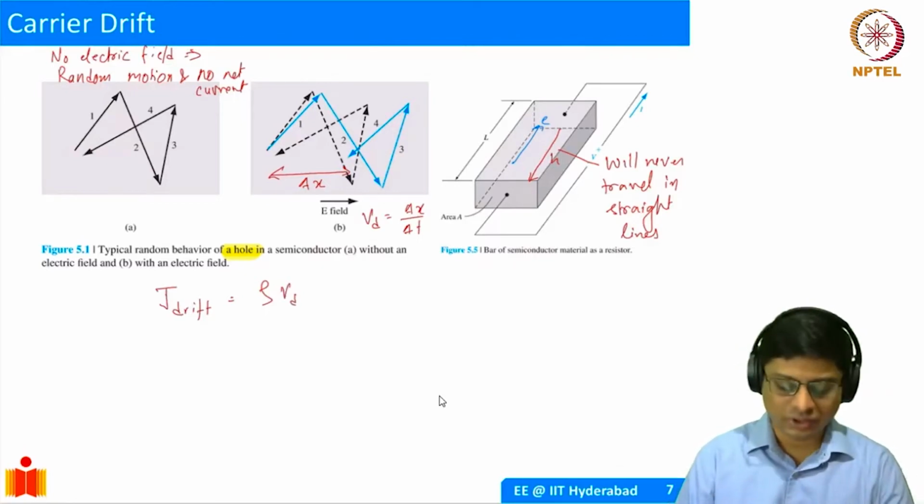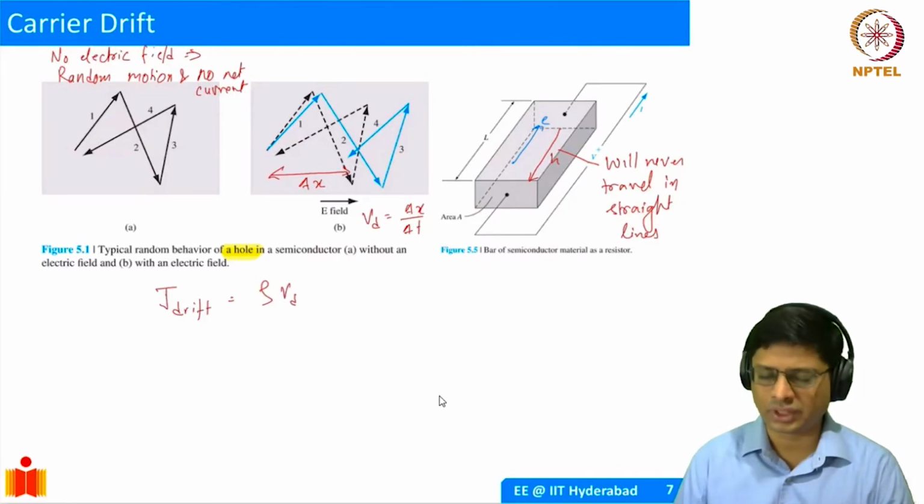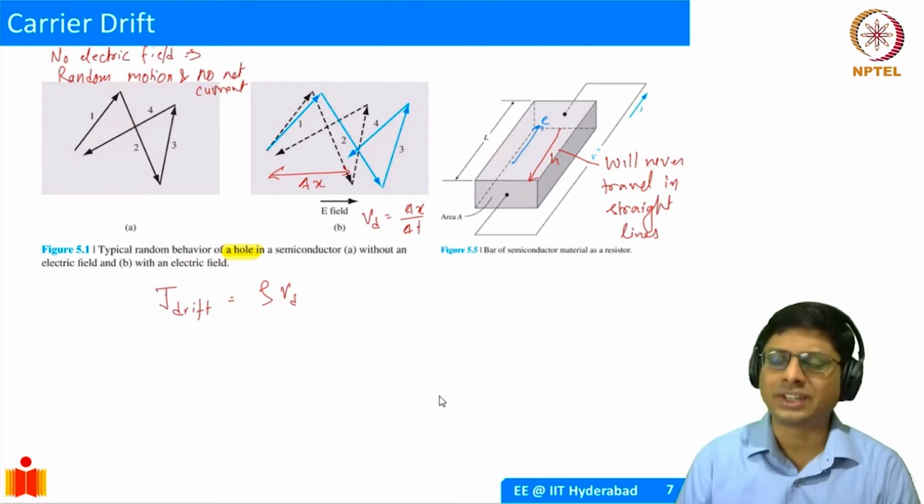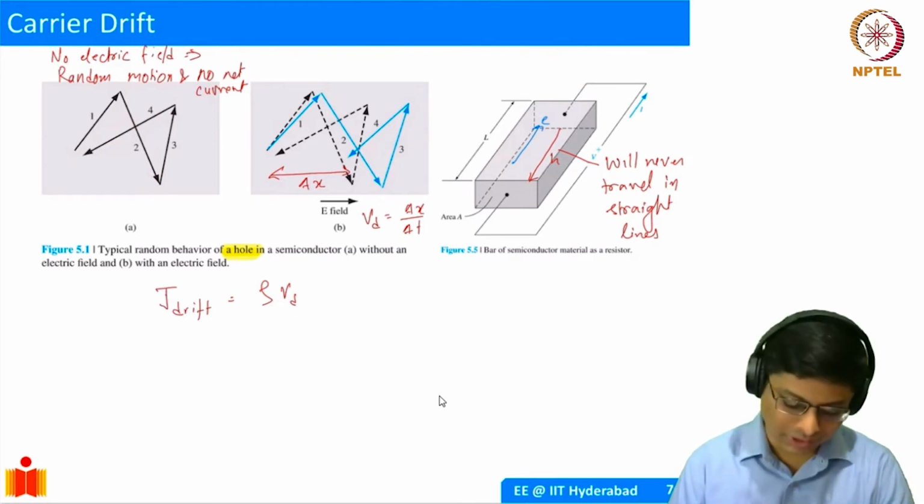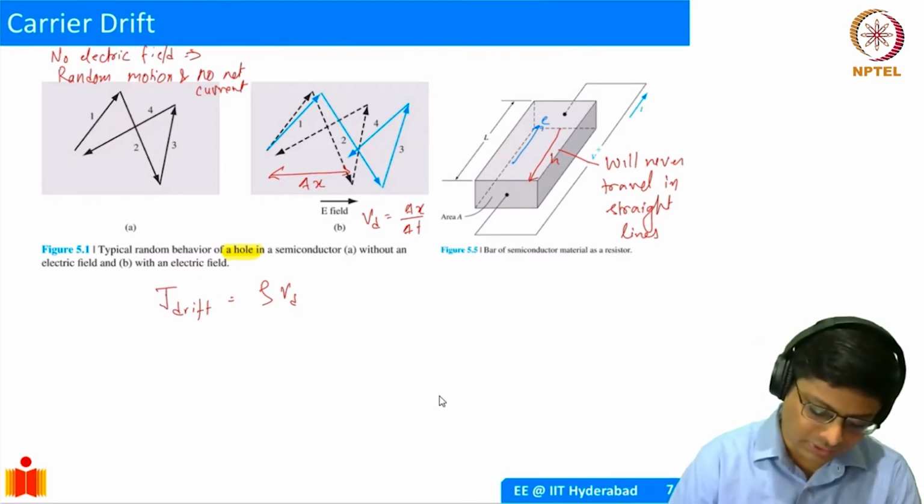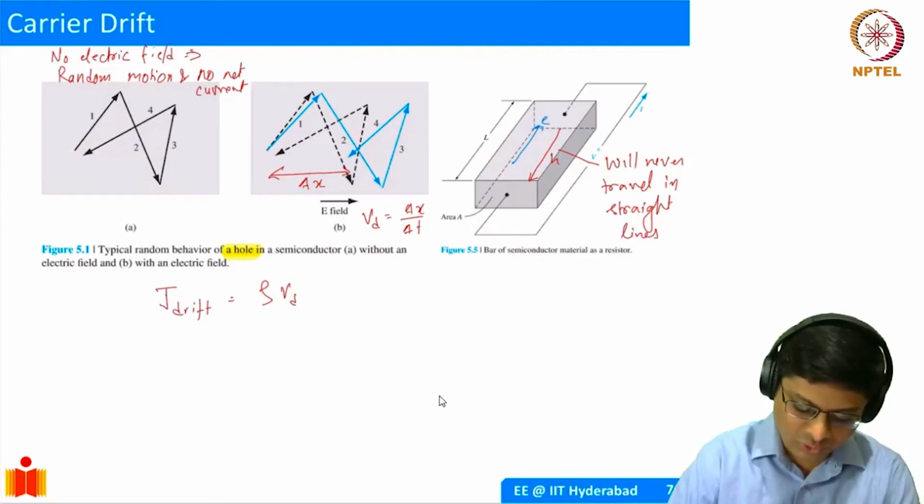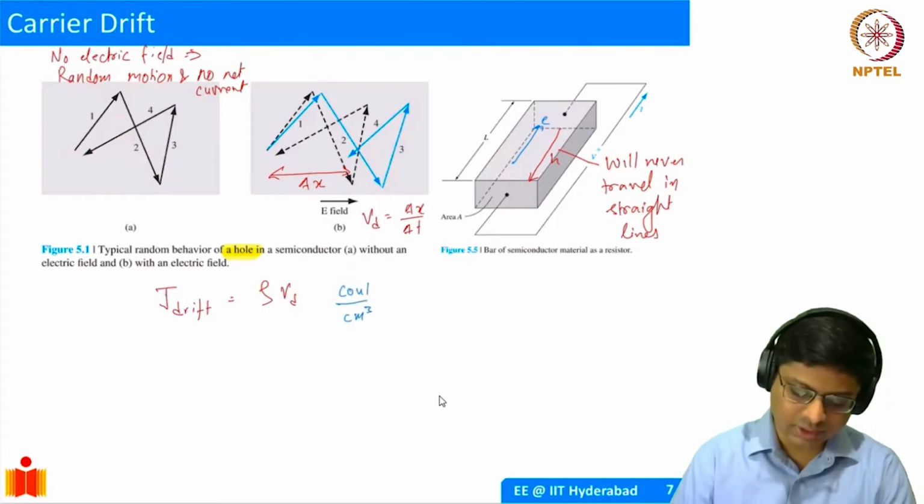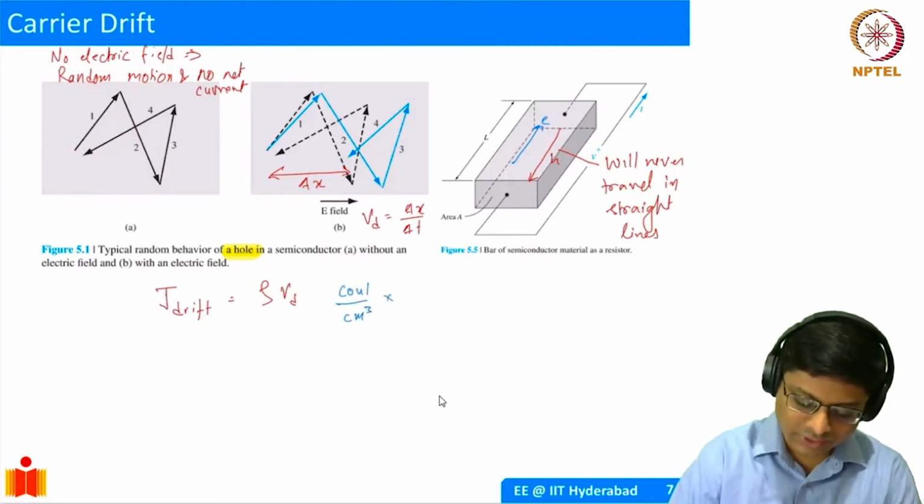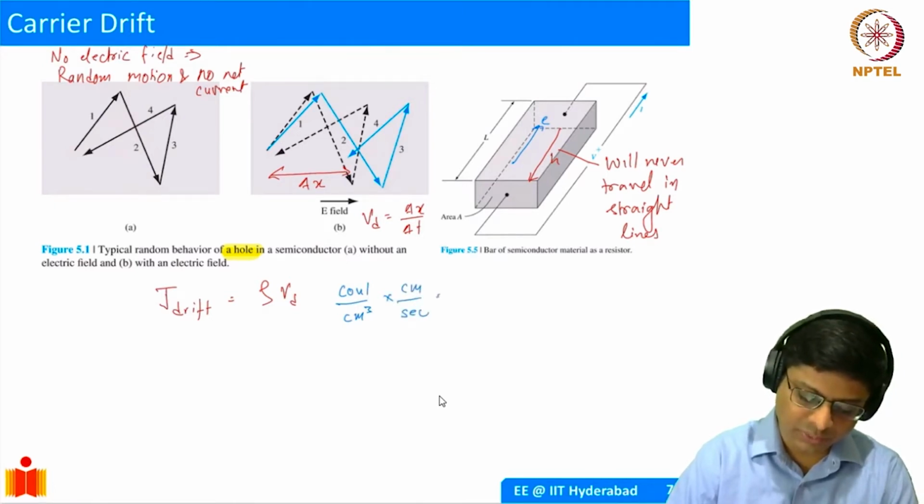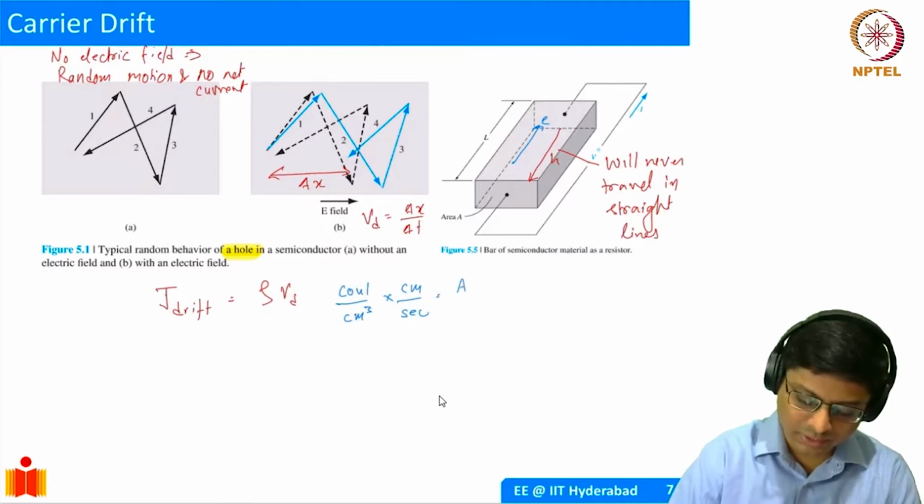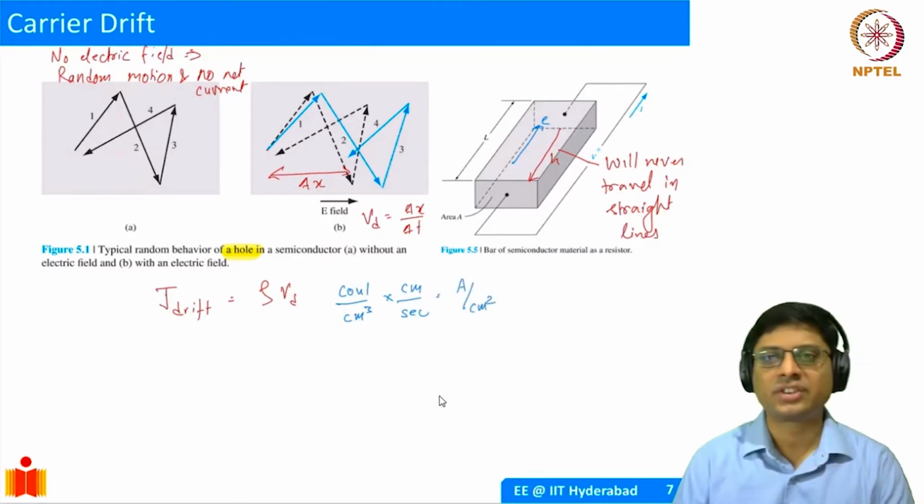So now this is your net charge density, net current density. Is it satisfying the units? Please look at that. For example, here in this case, your charge density should be coulombs per centimeter cube, right? And your velocity is going to be centimeters per second. So this is giving you coulombs per second, which will be amperes per centimeter square, which is essentially current density.